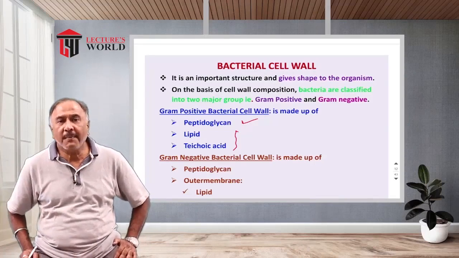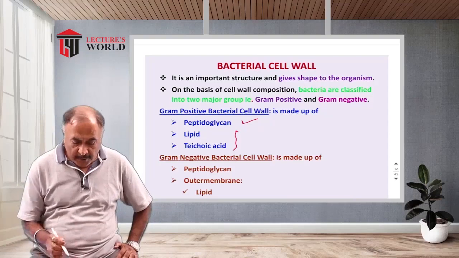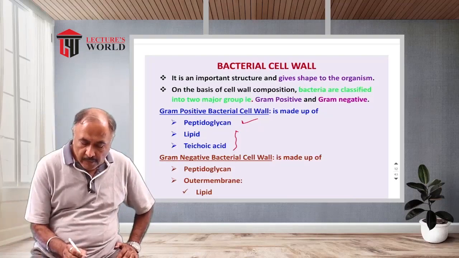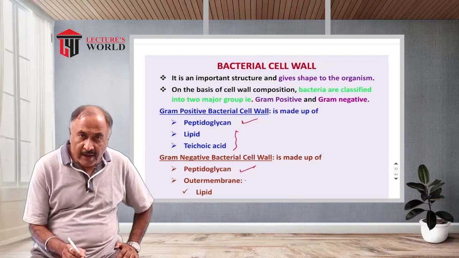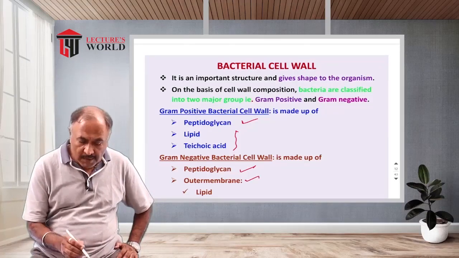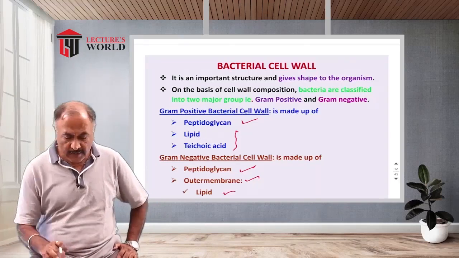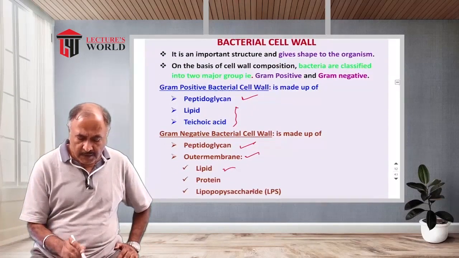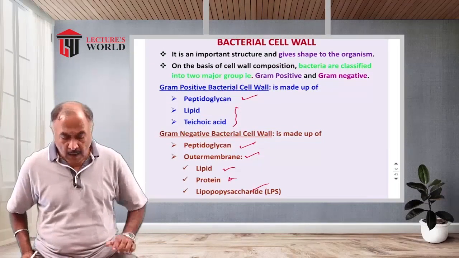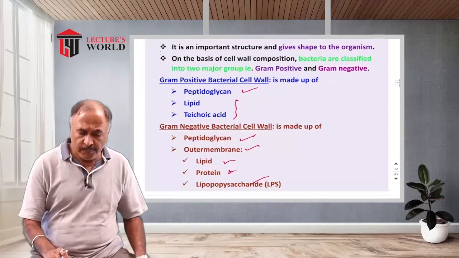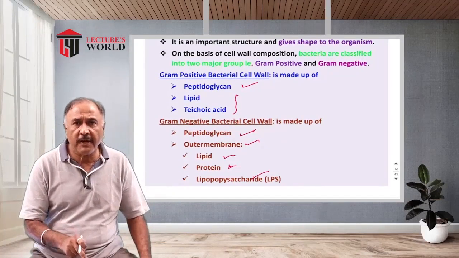While in the case of gram-negative bacteria, the cell wall is made up of peptidoglycan and an outer membrane. The outer membrane is composed of lipid and polysaccharide. In a few cases, certain proteins may be involved. Now see the entire scenario. Peptidoglycan is present in gram-positive as well as in gram-negative.